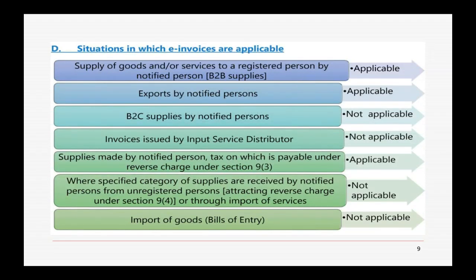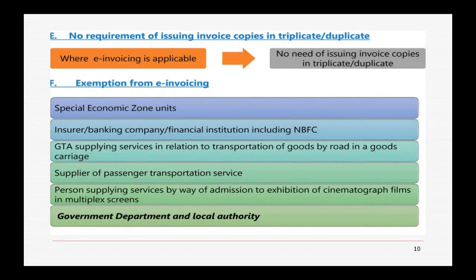Now, the situations where one has to issue an e-invoice. When there is a supply of goods or services B2B, business to business, where the recipient is a registered person and you are a registered supplier, e-invoice is mandatory. In export cases it is mandatory. B2C is not compulsory in all cases, but for notified persons it is compulsory. Similarly, when goods are sold under reverse charge mechanism, under sections 9(3) and 9(4), e-invoicing is mandatory. In import cases it is also mandatory. Import is subject to IGST.